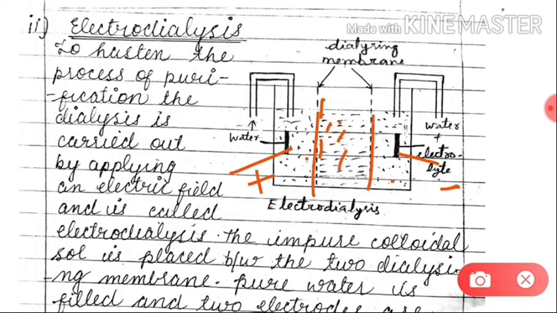ये आपका colloidal sol है और इसकी जो impurities है, if it is positive then it will attract the negatively charged particle towards itself and if this is negative then it will attract the positively charged impurities which are present in the colloidal solution. So that process which was occurring slowly in the dialysis now occurs at the faster rate and that is why it is called electrodialysis. So it is a modified form of dialysis.